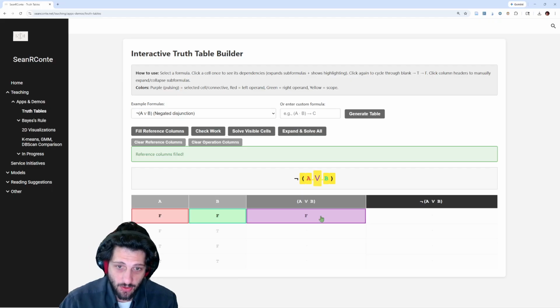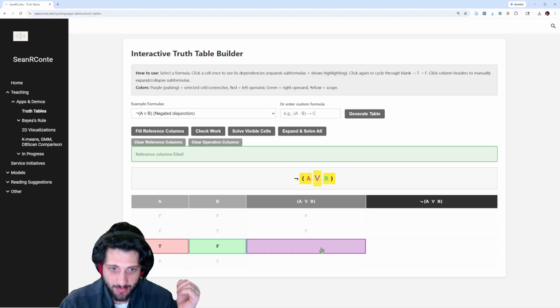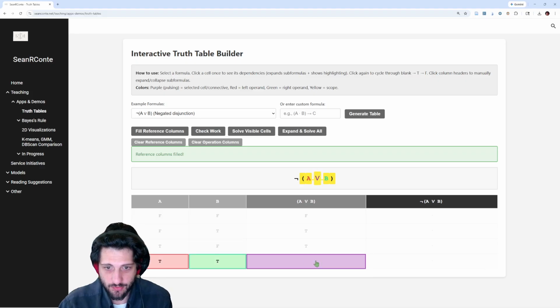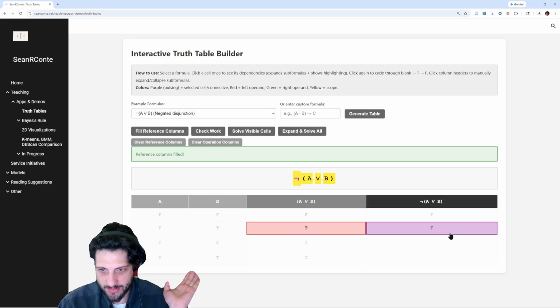It's an or, so it's false because I have two falses on either side. Here I have a true, I'm happy. Here I have a true on one side, I'm happy. Here I have two trues, so I'm happy. Okay, so now I can do my negation, so I'm just going to flip these around.